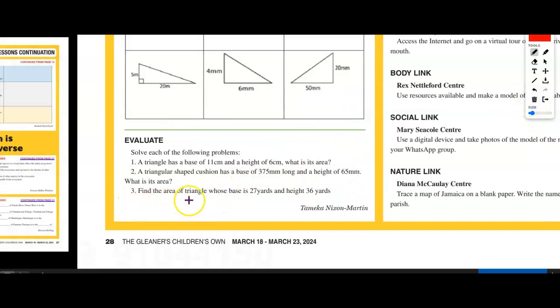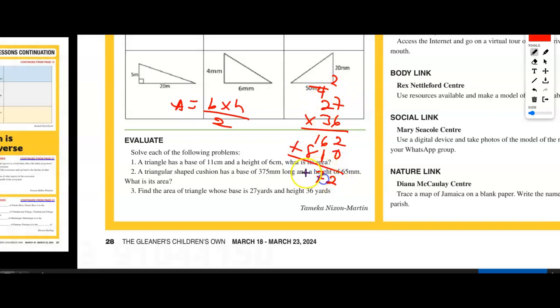Last one, find the area of a triangle whose base is 27 yards and the height is 36. So again, formula being the area, base times height, and we divide that by 2. So it would be 27 by 36. 6 7s is 42, right? 2 carry 4. 6 2s is 12. 12 and 4 would make 16. Placeholder, cross this one out. 3 7s is 21, right? 1 carry 2. 3 2s is 6. 6 and 2, 8. Let's add. So this would be 2, 7, and 9.